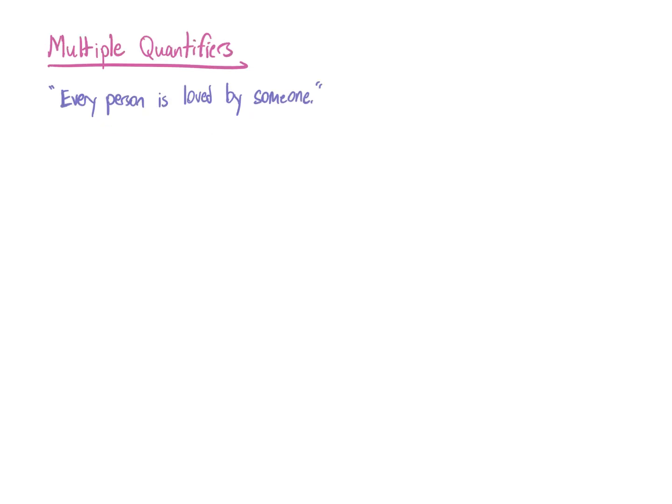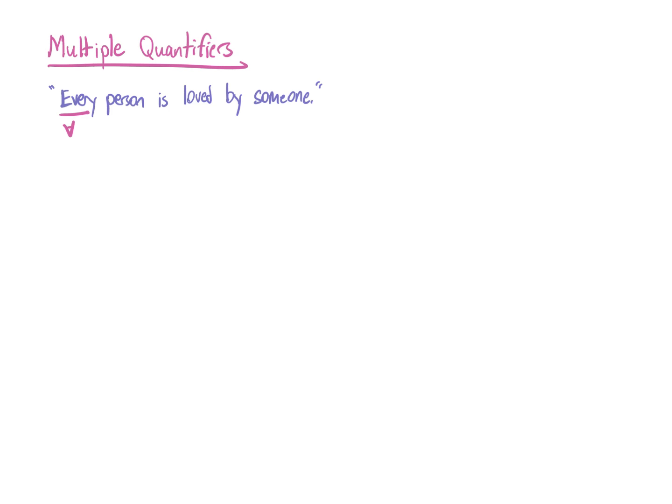Now let's try to translate a sentence that, as we'll see, is going to involve multiple logical quantifiers at the same time. So here's our sentence. Every person is loved by someone. If we start breaking this down, every person here seems like a for all kind of idea.